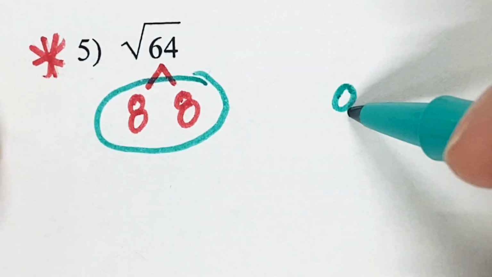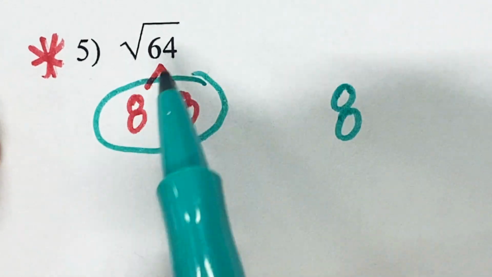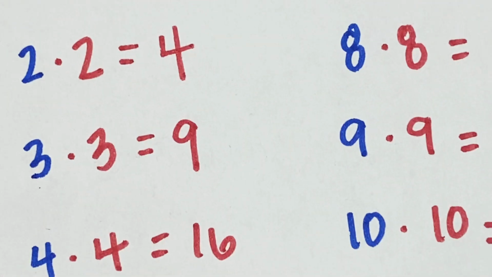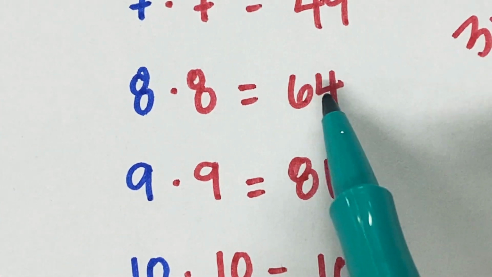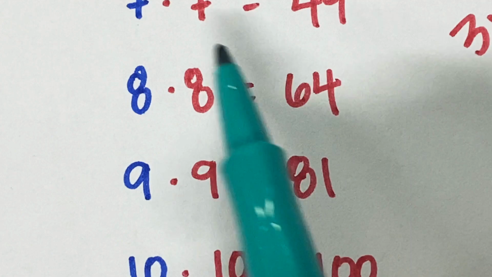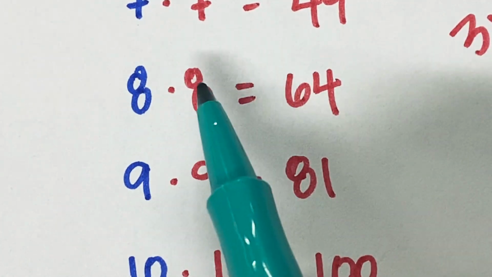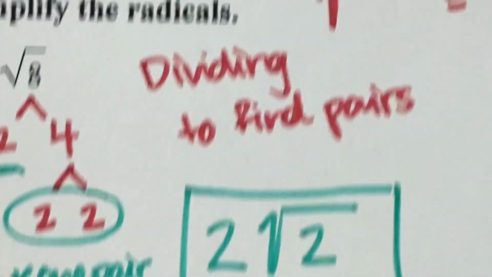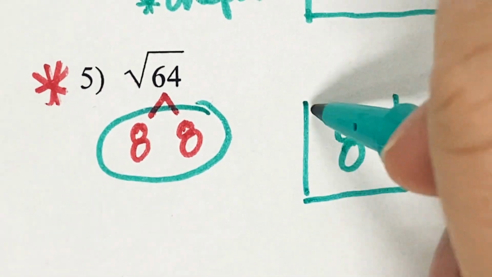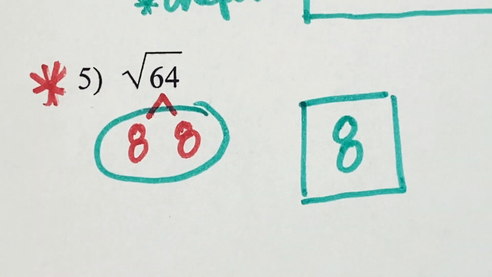So they created one couple that could leave, but nothing had to stay inside. So our square root of 64, it's almost like we're going backwards. The square root of 64 is 8. That was the number that multiplies by itself to get 64. Okay, so our answer number 5, the square root of 64 is 8.